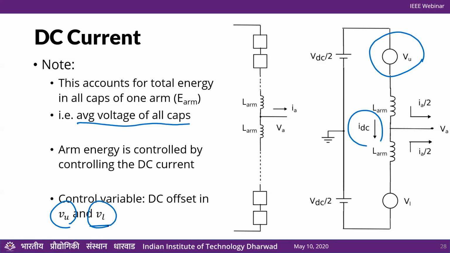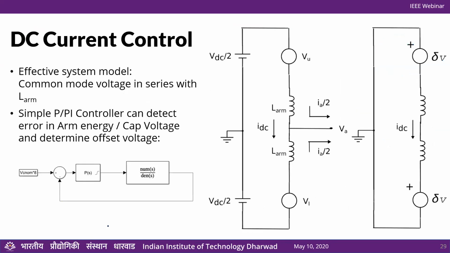Now, the thing to note here is that VU and VL are commanded voltages. It's the desired voltage that we want the arms to produce, and how they produce it, we'll see later. But for now, let's assume that if we want VU, we can get VU within, of course, the limits. Okay, so now we want to do DC current control. So we want to see what the system looks like.